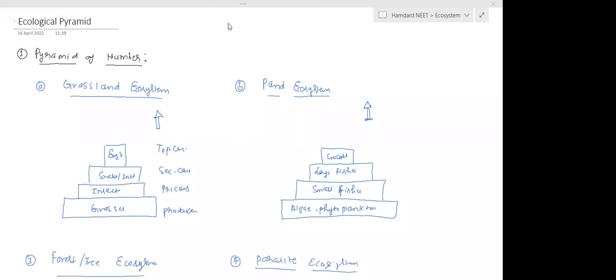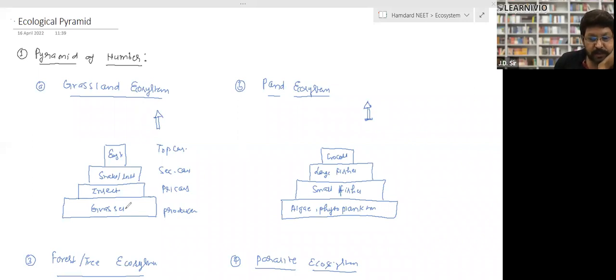Yes, sir, I can see it now. So look, this is the pyramid of number. In the pyramid of number, we always take the number of organisms at each trophic level. The first example, which you have to draw after I teach, is the pyramid of the grassland ecosystem. In the grassland ecosystem, the first level is the producers, and the producers are grasses.